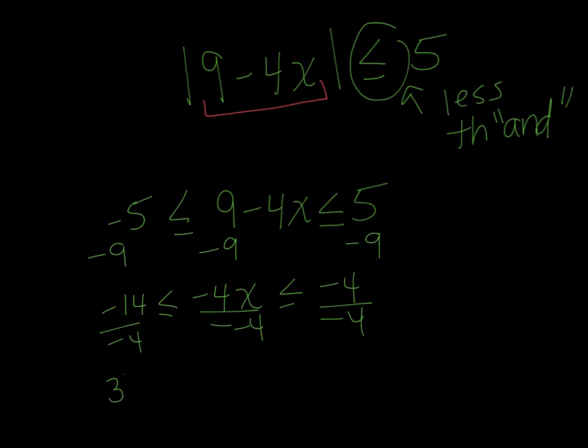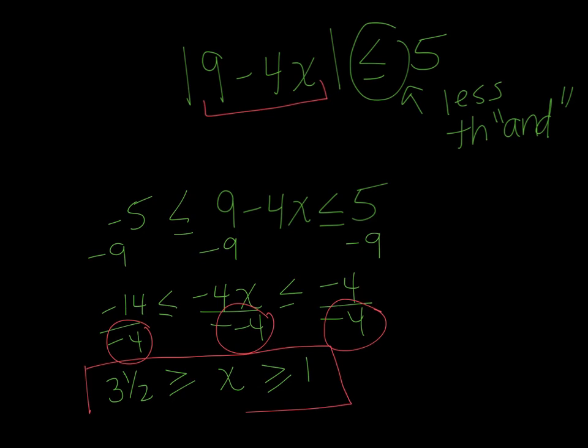3.5, or 7/2, is greater than or equal to x, which is greater than or equal to 1. I had to change my symbols because I divided through by a negative. So these values between 3.5 and 1 are the values that would satisfy x, which we could go ahead and graph. Here's 1, here's 3.5 or 7/2, and it's a closed circle because they're included in our solutions.